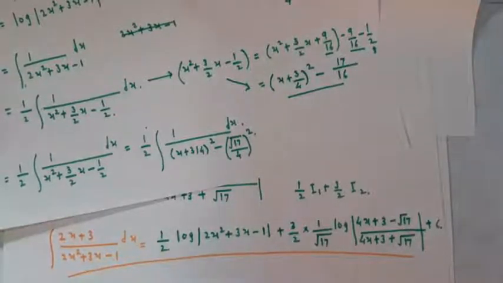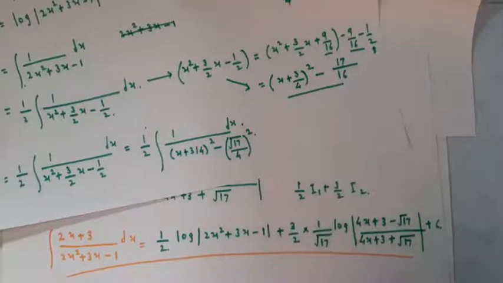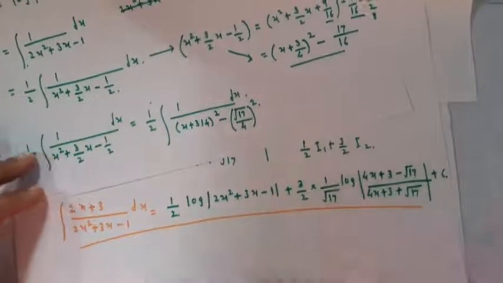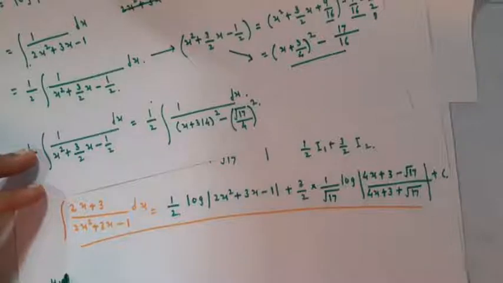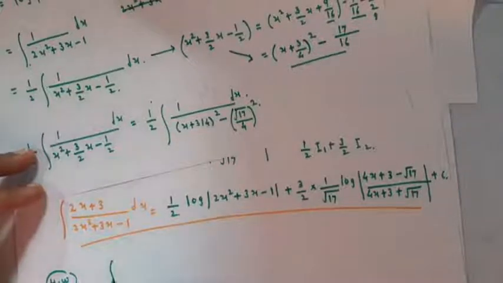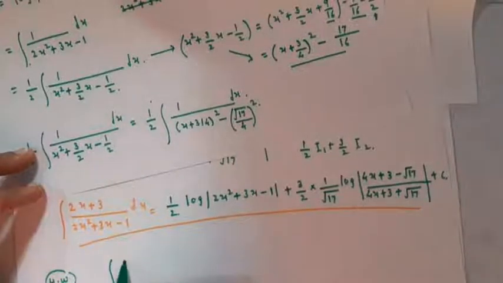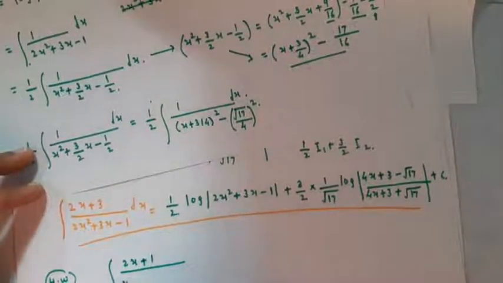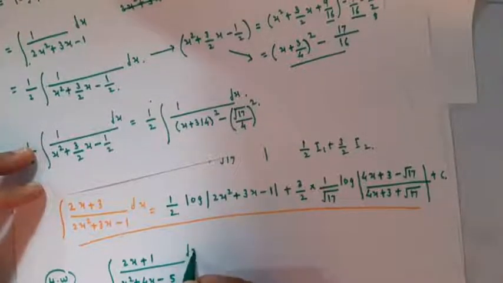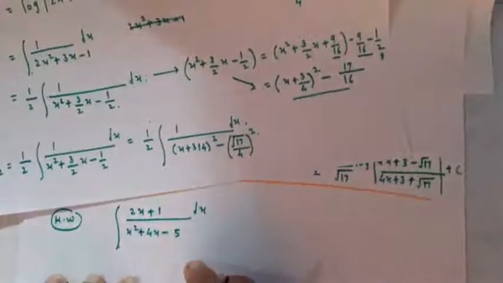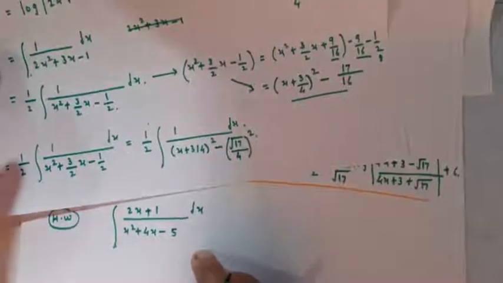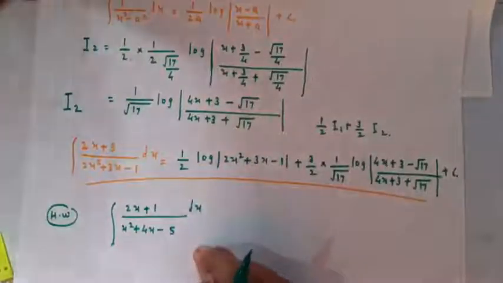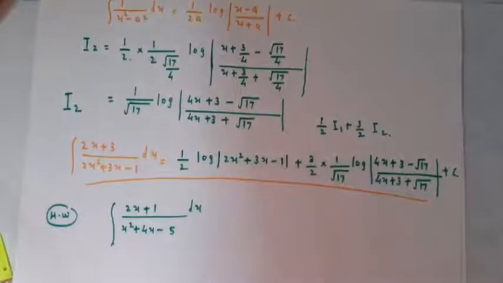Students, let us take one example as homework. Take down the homework problem: evaluate the integration of 2x plus 1 upon x square plus 4x minus 5 with respect to x, and this is the homework problem for you. Okay students, solve this problem using this method. We will continue in the next video.